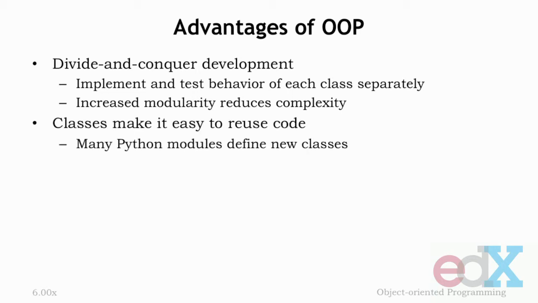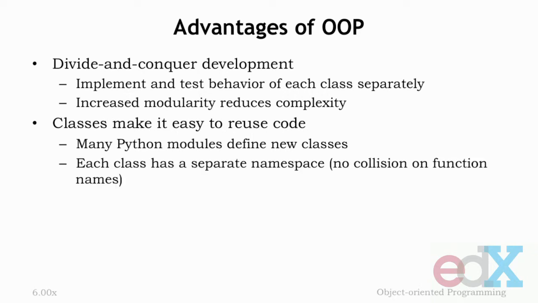So classes make it easy to reuse code. And in fact, many of the Python modules you've been using, the way they deliver the functionality is they define new classes and all the methods and internal data that they have. And you basically interface with those classes to access the functionality implemented by the module. Each class has a separate namespace, so there's no collision on function names. So I don't have to have a separate procedure called integer plus and list plus. I can basically look inside a class and say, please use your plus procedure, and that's a completely unique way of specifying which plus I mean.